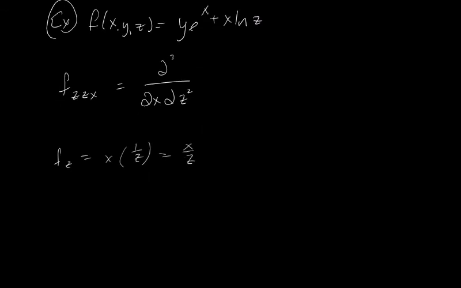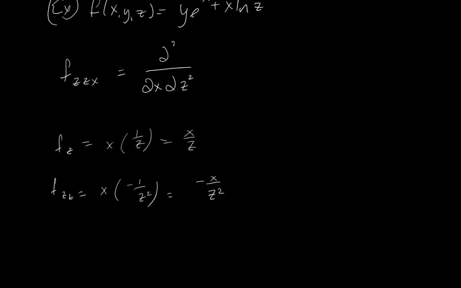Okay. Now let's find f z z. So that's going to be x over z, so x is constant, that will remain, and then this becomes negative 1 over z squared. So we get negative x over z squared. Finally, we find the partial derivative with respect to x of the previous partial that we found. That's just going to be negative 1 over z squared. Okay, it's just like having a constant multiplied by x. And there we have it.